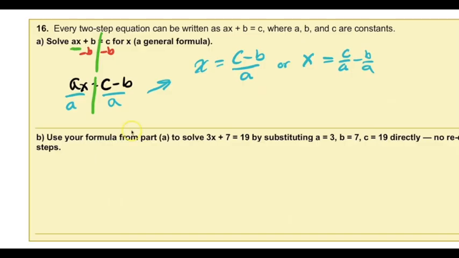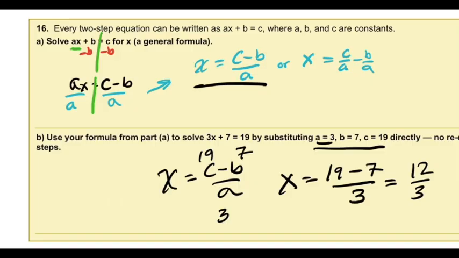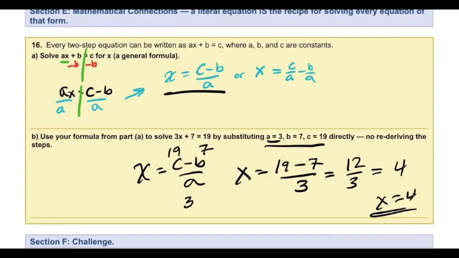Use your formula from part A to solve 3x plus 7 equals 19 by substituting a equals 3, b equals 7, and c equals 19. Okay, we have this formula. Let's use that one. So x equals c minus b over a, and now we know what all those parts are. So x equals 19 minus 7 over 3. Just substituting everything in: a is 3, b is 7, and c is 19. And then we're going to get 19 minus 7 is 12. 12 over 3 is 4. x equals 4. So that's a nice way of doing that.